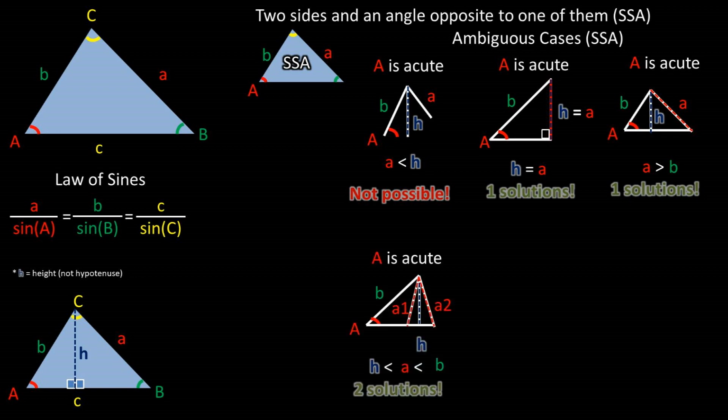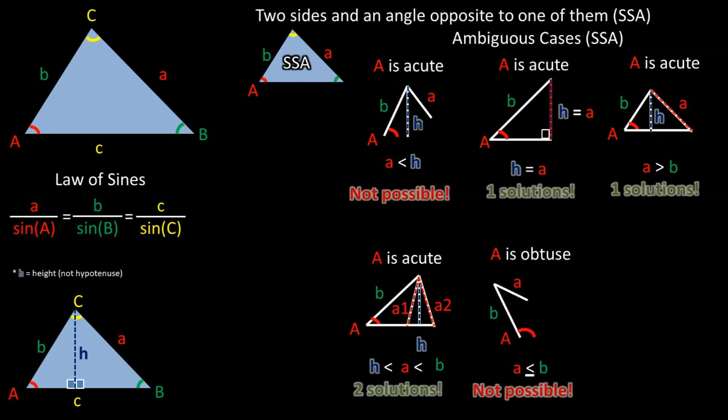If A angle is acute and the other side length given, B, is greater than the A length, and A length is greater than the height, or H, there are two possible solutions, listed on this slide as length A1 or A2. Your triangle could look like either of these triangles with A1 or A2 completing the triangle.